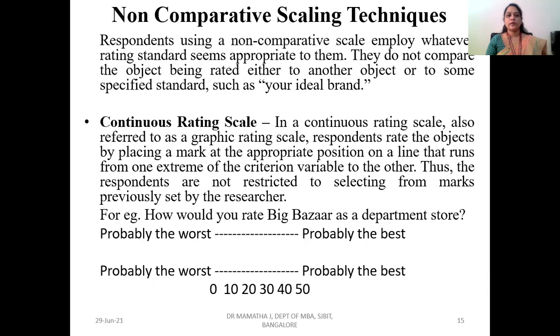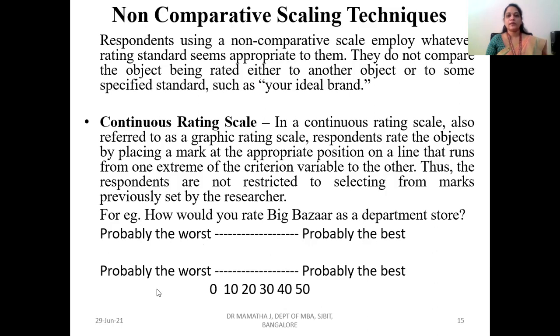This is Q sorting. Coming to non-comparative scaling techniques, as I told you, here each item is measured independently without being compared with another brand. Whatever rating standard seems appropriate to them, they do not compare the object being rated to another object or to some specified standard. Under this, we have the continuous rating scale.